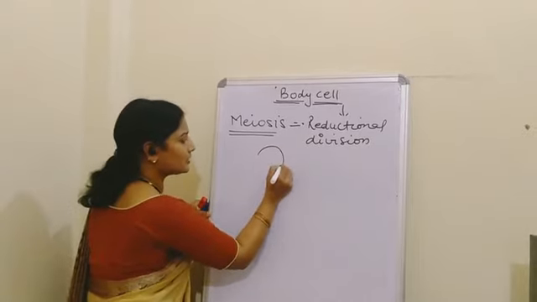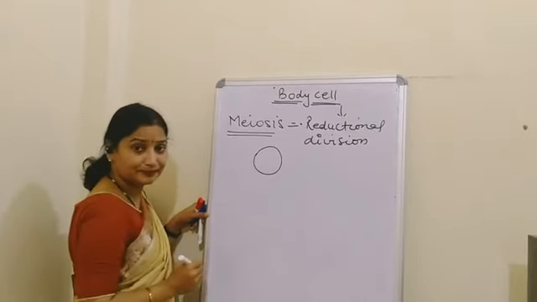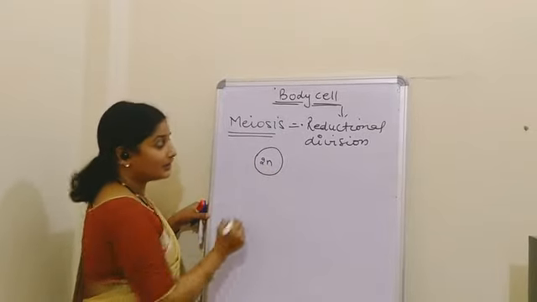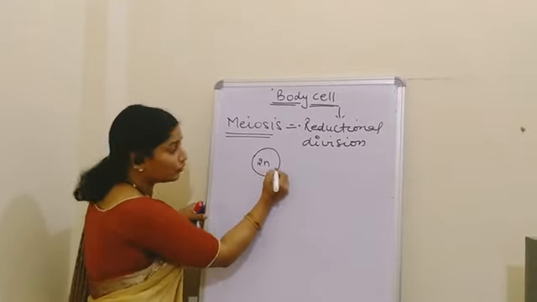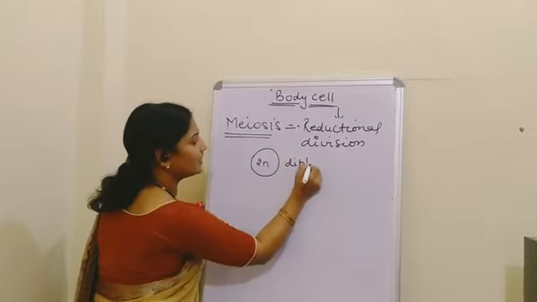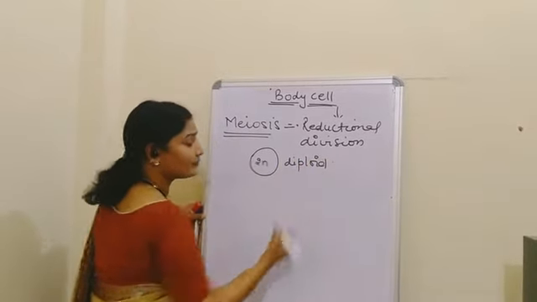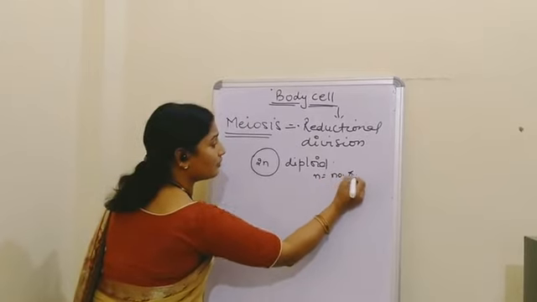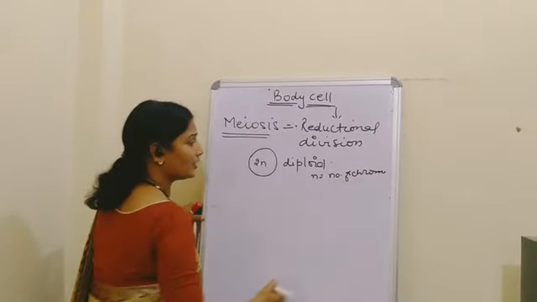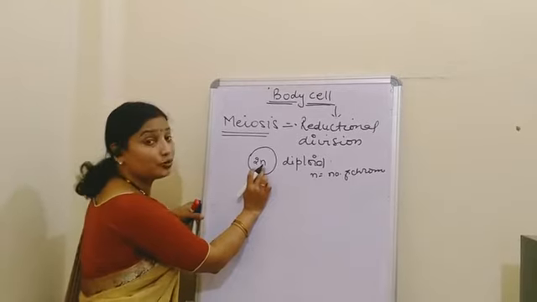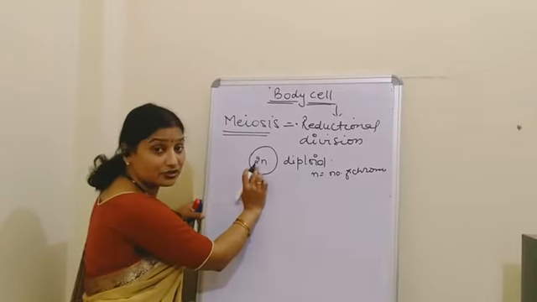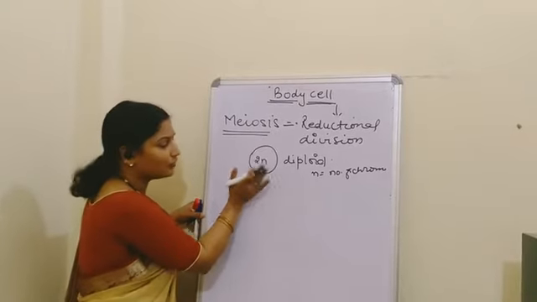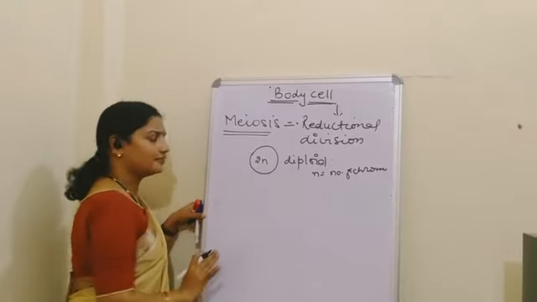Now see one outlook of meiosis. Suppose this is one diploid cell, and the number of chromosomes is 2n, where n is the number of chromosomes, so we can write it is diploid. Understood? Now if I tell you n is equal to 23, it means I am talking about 46 chromosomes, that is 23 pairs. It means this is the cell of a human being. But see, I have simply written n.